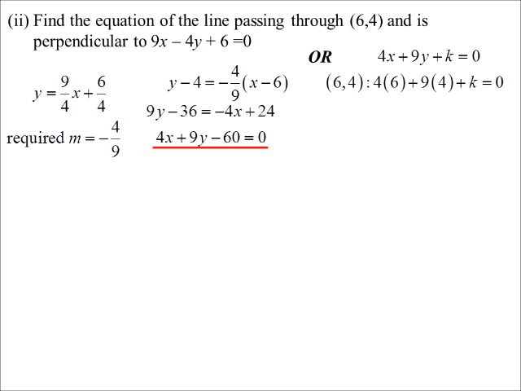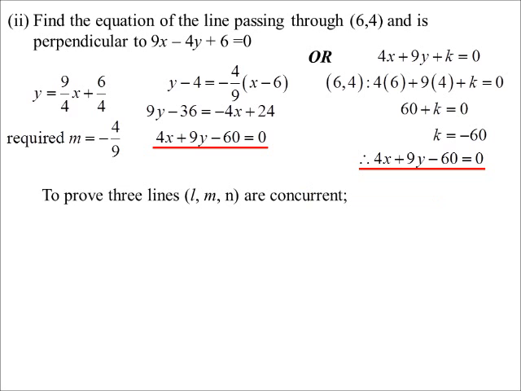Sub in the point, and what do you know? k is -60. So again, a quicker way of doing it, right, rather than, okay, let's work out the slope, etc., etc.